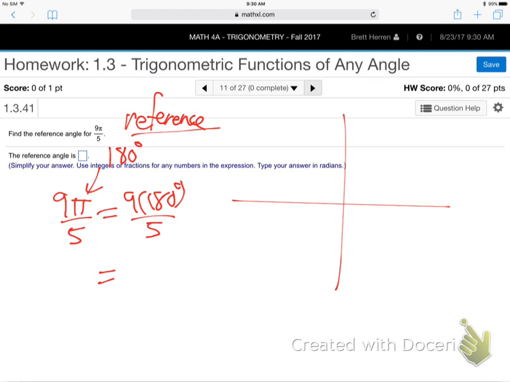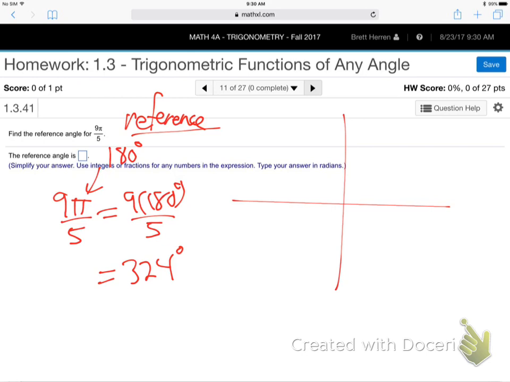36, 81, 324. Something like that. Is that what it is? Okay. 324 degrees. We good? Converted that to degrees. Just use your calculator, 324. So now let me let you go from there.